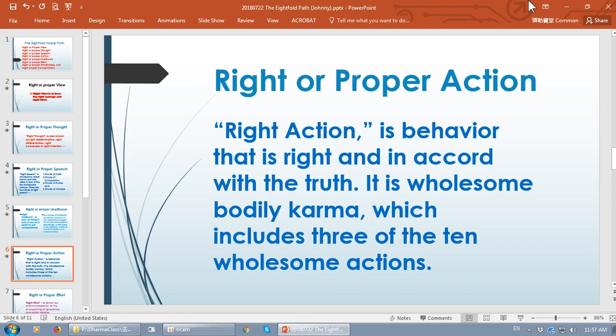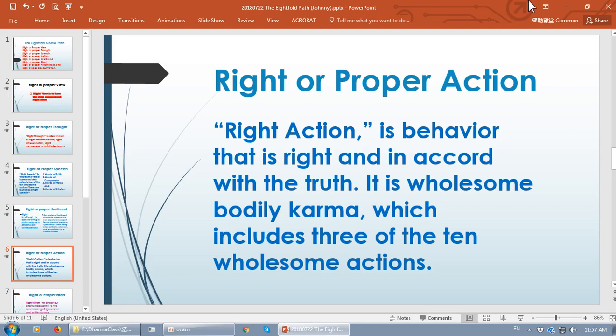Okay, so right or proper action. Right action recognizes the need to take the ethical approach in life, to consider others and the world we live in. This includes not taking what is not given, and having respect for the agreements which we make, both public and private and in business. That means if at work they have supplies, you should not take the supplies from a job because it's not yours, it's not given to you.